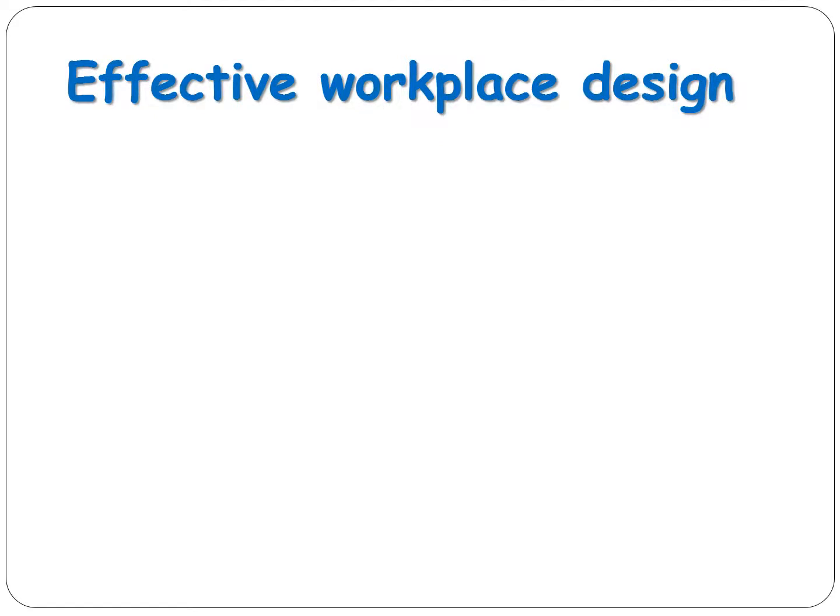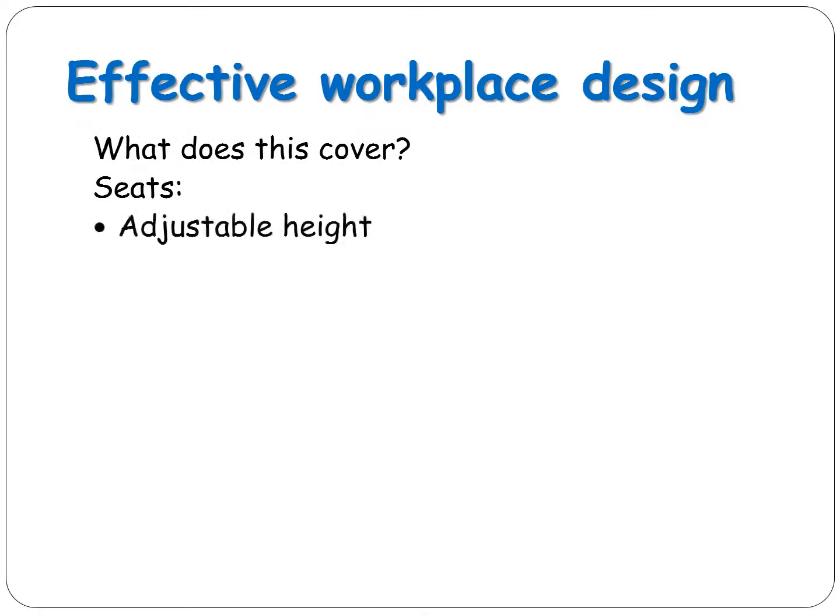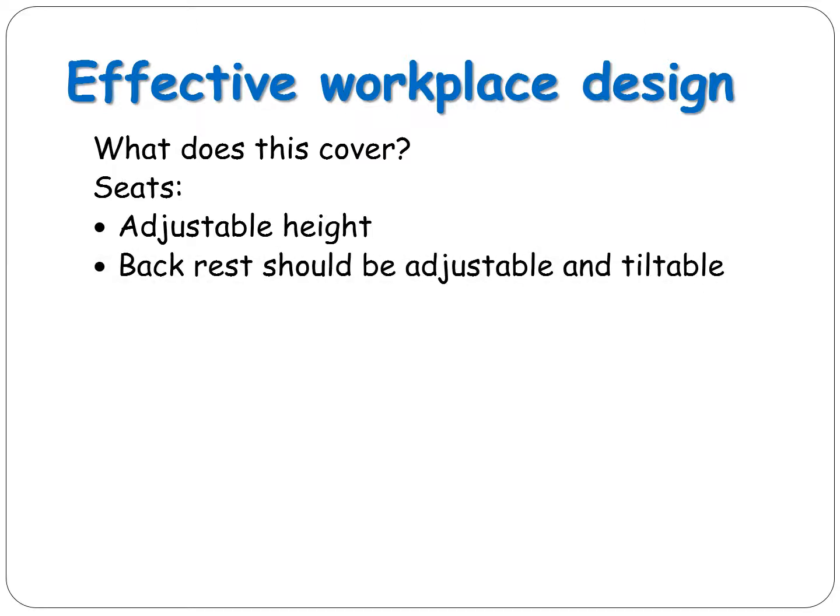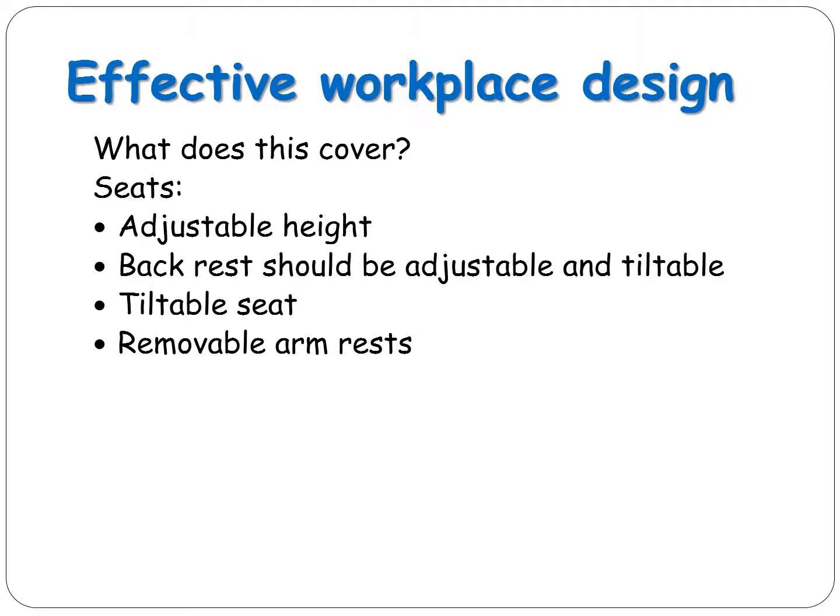So, effective workplace design. What does it cover? Well, it covers seats first of all. So these seats should be adjustable in height. They should have backrests that are adjustable and tiltable. A tiltable seat. Removable armrests. A 5-caster base.